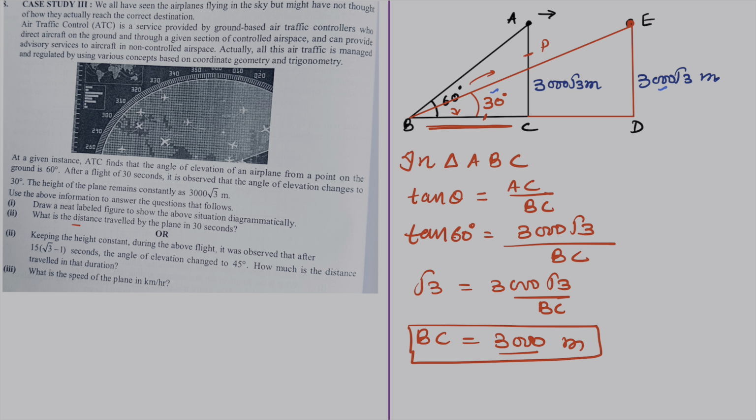And we know that the distance traveled by the plane in 30 seconds is equal to CD, that is equal to BD minus BC, and CD will be equal to BD.